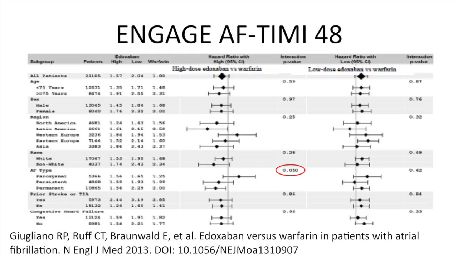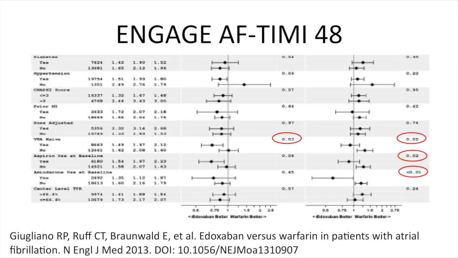Here we have an example. That's the ENGAGE AF-TIMI 48 study, which compared edoxaban to warfarin. And here we see the forest plot, which we already discussed yesterday. In the beginning, we see the overall effect, and then we see many subgroup analyses for many baseline characteristics, such as age, sex, region, race, AF type. And we should look at this p-value for interaction, and we see here we have borderline significance for the AF type, for example. So this could really be a difference in the effect.